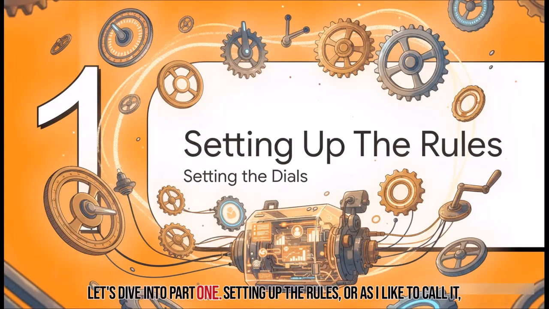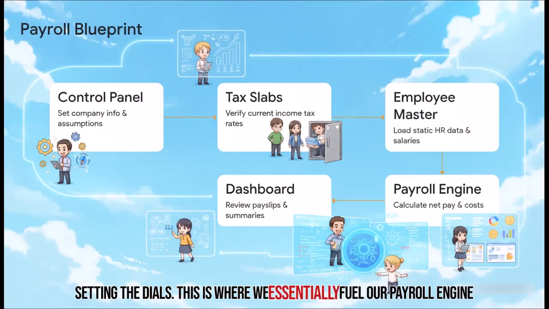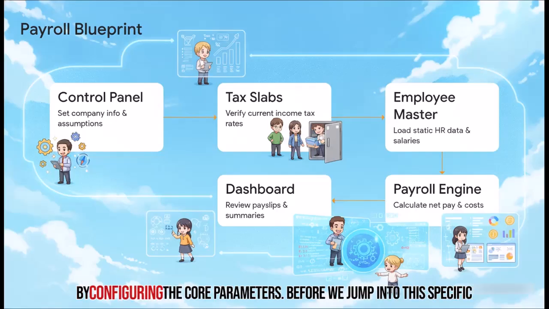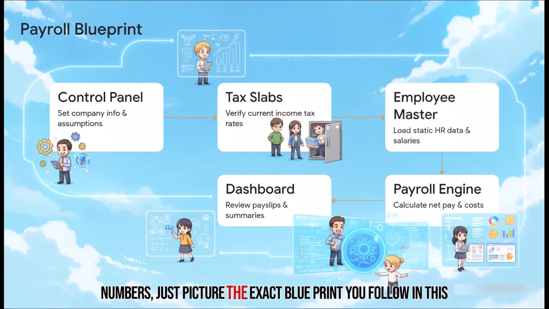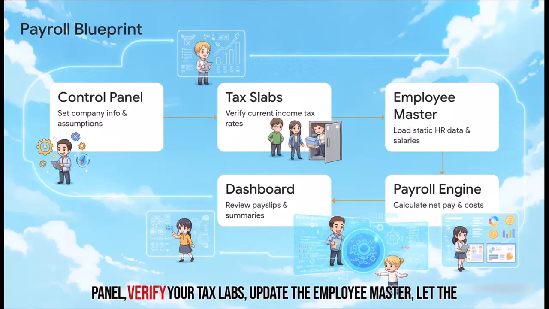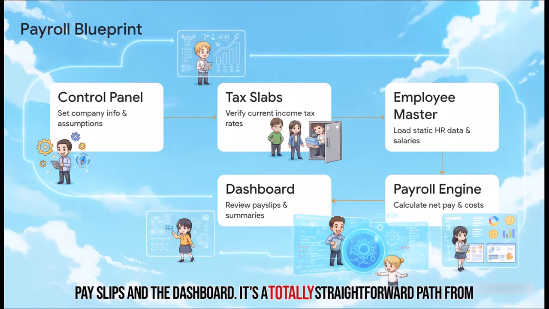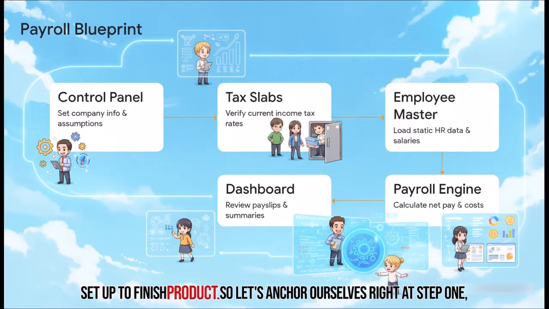Okay, let's dive into part 1, setting up the rules, or, as I like to call it, setting the dials. This is where we essentially fuel our payroll engine by configuring the core parameters. Before we jump into the specific numbers, just picture the exact blueprint you follow in this workbook. It's a beautifully linear flow. You start at the control panel, verify your tax slabs, update the employee master, let the payroll register crunch all the math, and then you just review the pay slips and the dashboard. It's a totally straightforward path from setup to finished product.